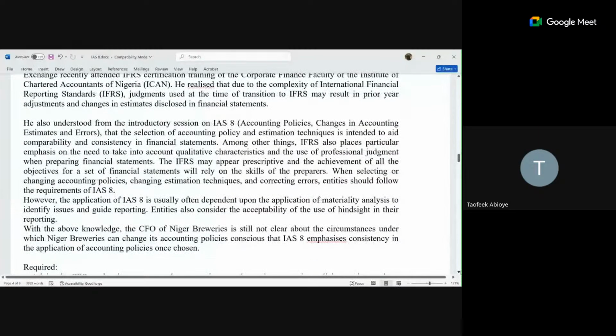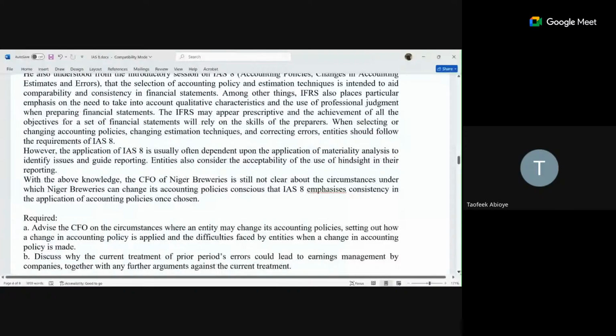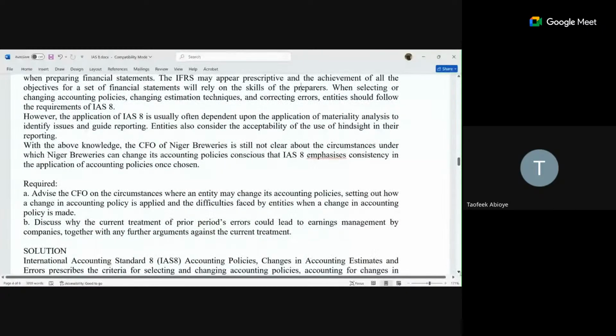With the above knowledge, the CFO of the Nigeria Bureaus is still not clear about the circumstances under which Nigeria Bureaus can change its accounting policy, conscious that IAS emphasizes consistency in the application of the accounting policies once chosen. Required: Advise the CFO on the circumstances where an entity may change its accounting policy, setting out how a change in accounting policy is applied and the difficulties faced by an entity when changes in the accounting policy are made.